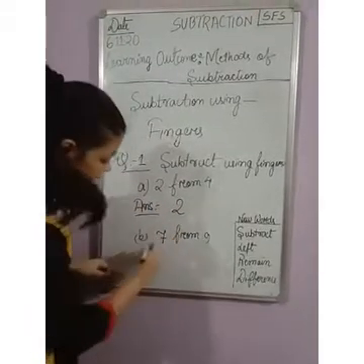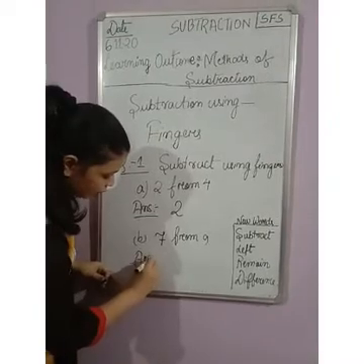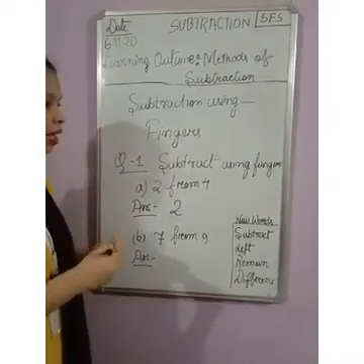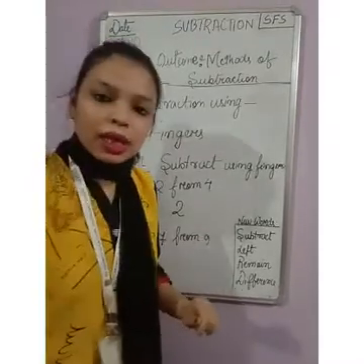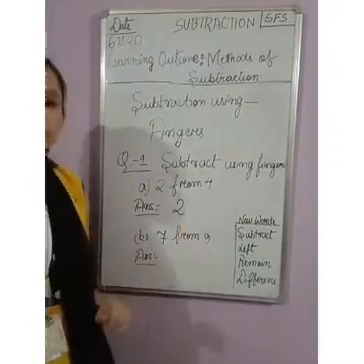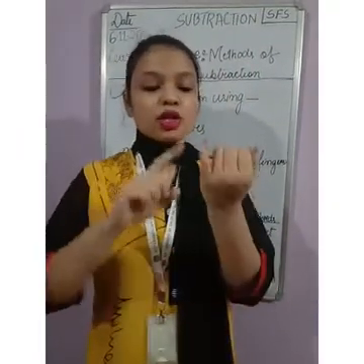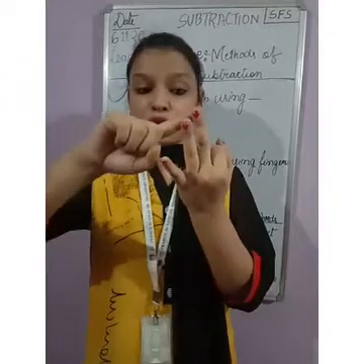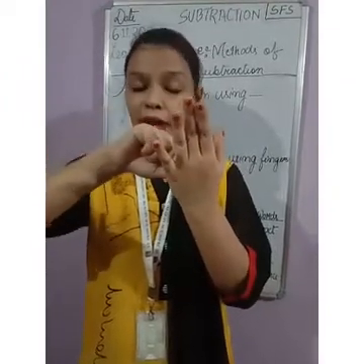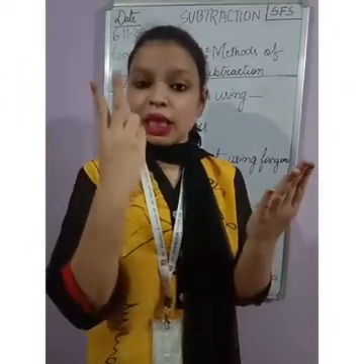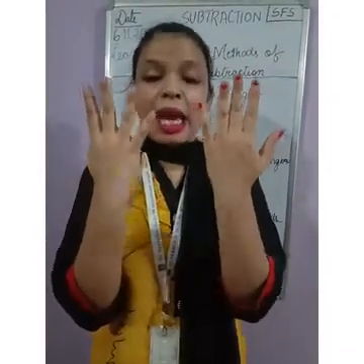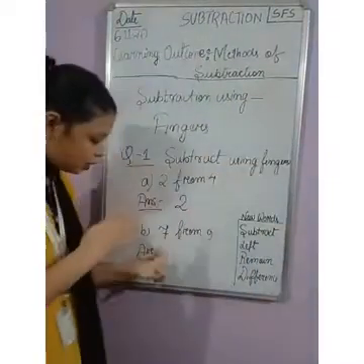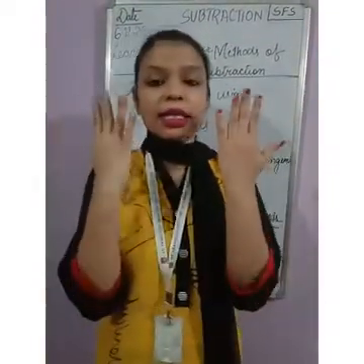Similarly, let us look at the next question. Subtract using fingers 7 from 9. Which is the bigger number here? The bigger number is 9. So I'll keep 9 fingers open: 1, 2, 3, 4, 5, 6, 7, 8, 9. How many fingers are open? 9. And what do I have to subtract from 9? 7.